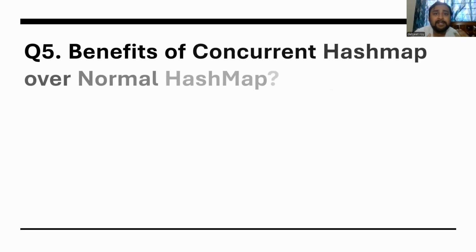Okay, so the next question is, what are the benefits of concurrent hash map over normal hash map? As you all know, concurrent hash map is for concurrency. If let's suppose there are millions of users concurrently trying to do some read operation, then normal hash map will not allow it, because hash map is not thread safe. Normal hash map is faster, but it is not thread safe. That's the problem. So if thread safety is the concern, then always and always go ahead with concurrent hash map.